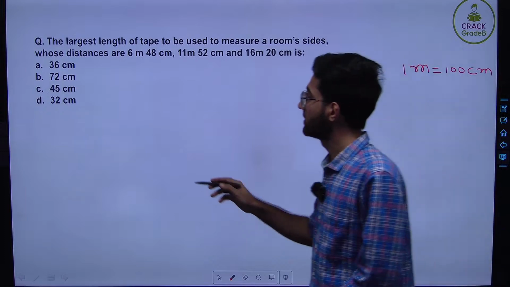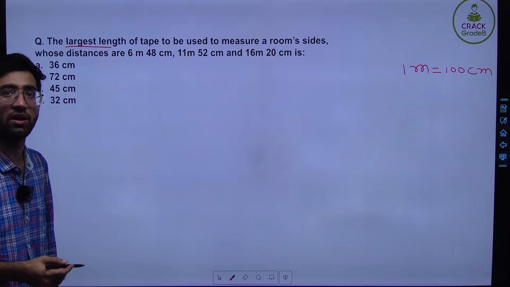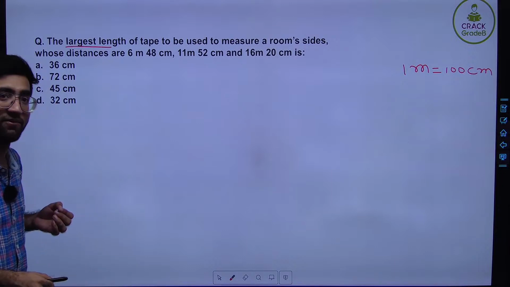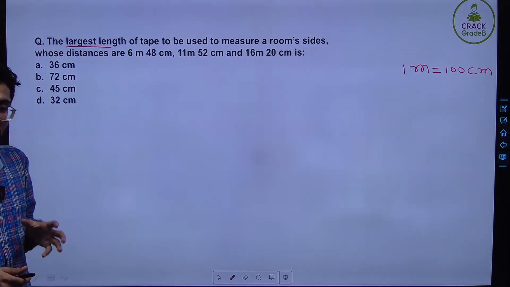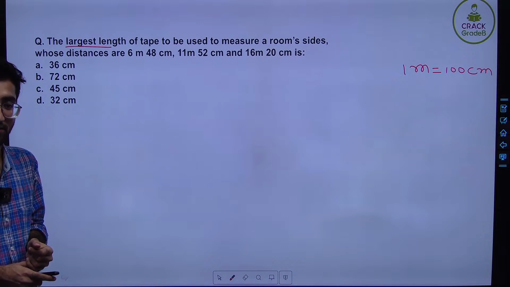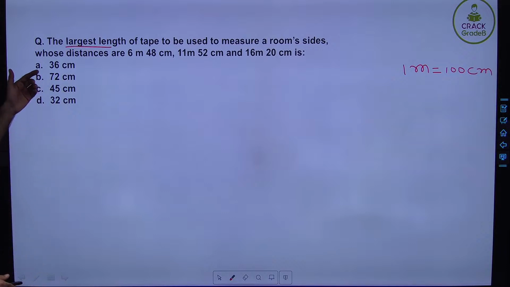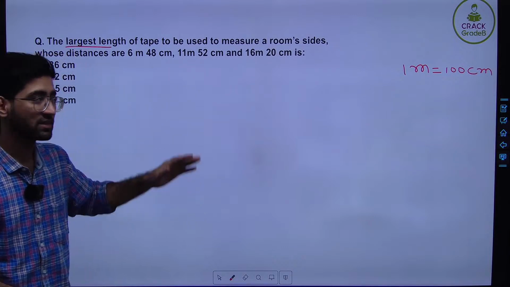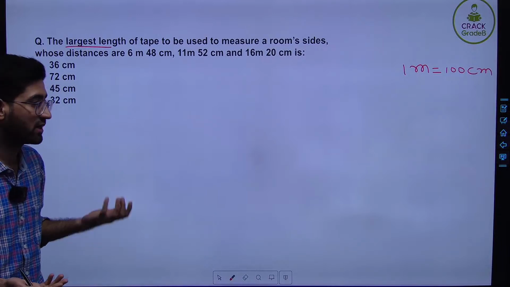And again, you are reading the word largest. Try to recall HCF, highest common factor. It means you will have to find the HCF of these three numbers. That will be your answer. Or even you can check options one by one. If any value is able to divide these three numbers completely, that number will be your answer.